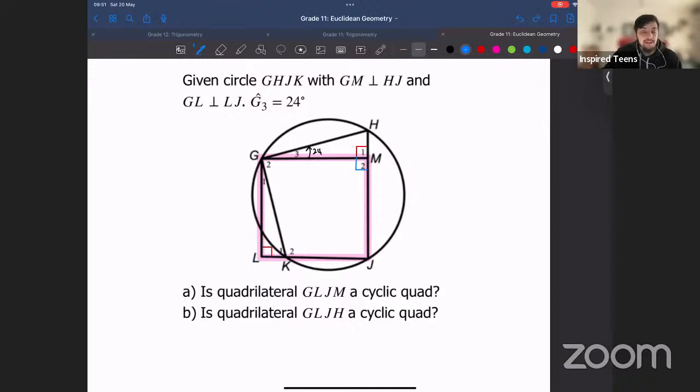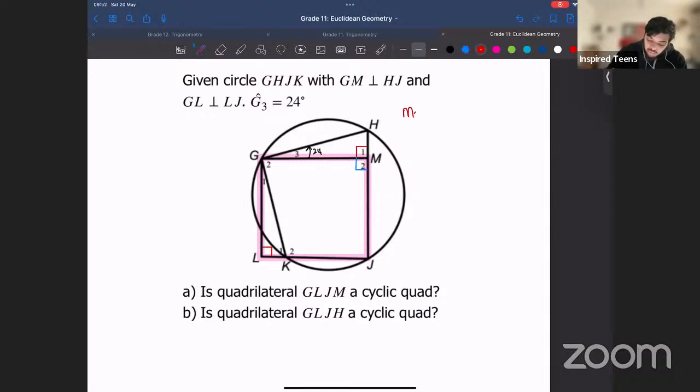So if it's supplementary, then yes, of course, we've proven it, and it would be a cyclic quadrilateral. So if we can prove that M2 is 90, then 90 plus 90 would add up to 180, and it would be supplementary, and it would be a cyclic quadrilateral. So that's the first way. And yes, we can prove that M2 is 90 because it's a straight line.